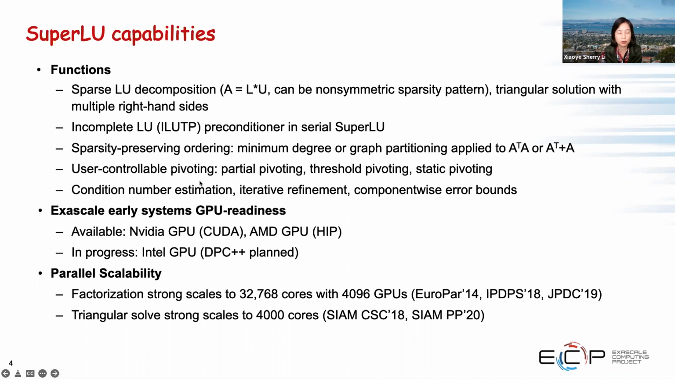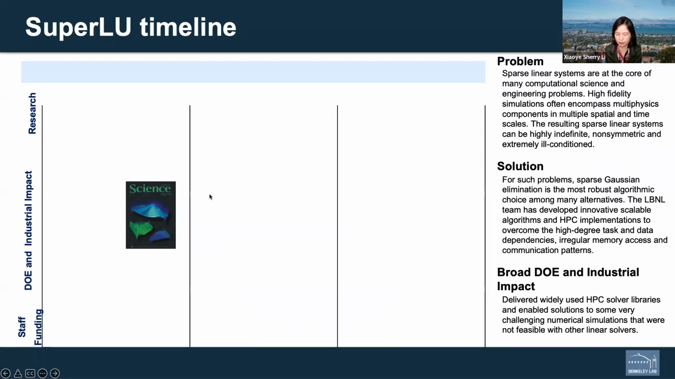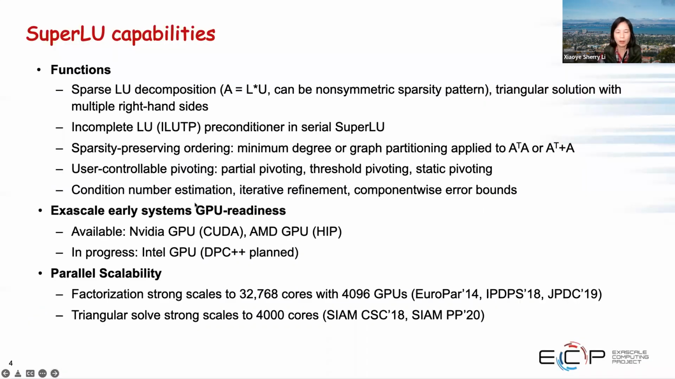And then there's user-controllable pivoting. I mentioned partial pivoting and static pivoting. This is mainly to trade off sparsity, amount of fill, parallelism, and scalability. And in the sequential code, as I mentioned, it's very robust with partial pivoting, so we can do a lot more analysis. Numerically, you can do condition estimation, which is very reliable, and you can analyze the component-wise error bounds, etc.